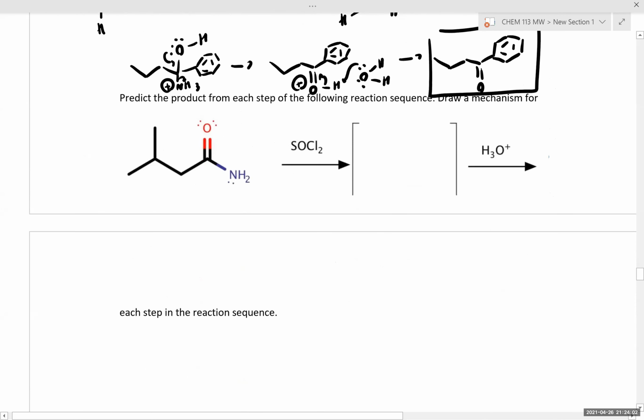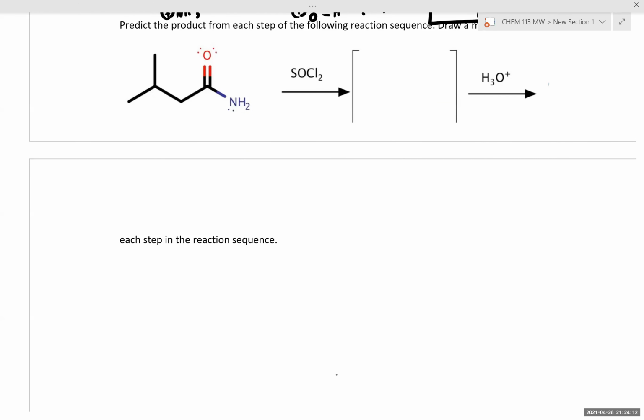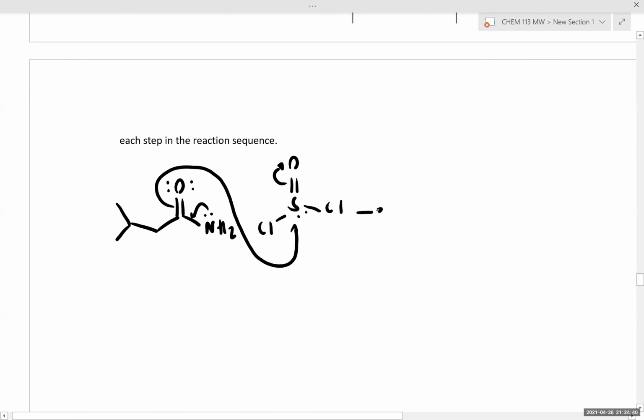In this case, we're asked to predict the product from each step of the following reaction sequence and draw a mechanism for each step. So in this case, we have a primary amine and we're treating it with thionyl chloride. So this looks like a textbook amide dehydration. So for the first step, our nucleophilic amide will attack thionyl chloride using the nucleophilic oxygen atom.